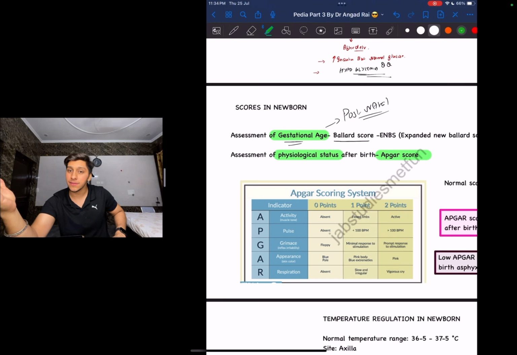P is your pulse. Remember, if the pulse rate is more than 100, you are going to give it 2. If the pulse rate is less than 100, you are going to give it 1. And if there is no pulse, you will give 0. Alright.